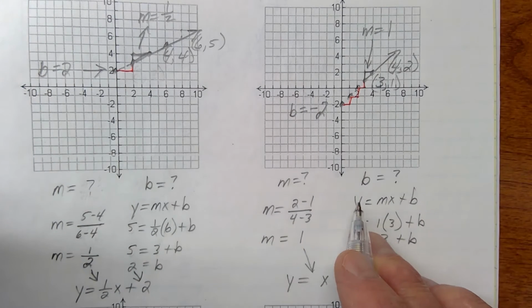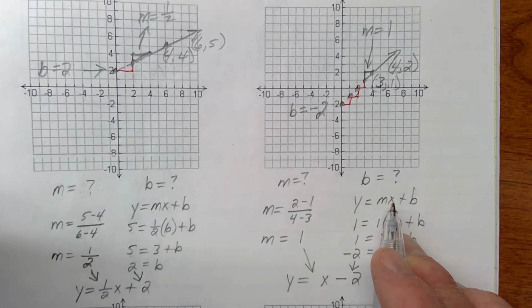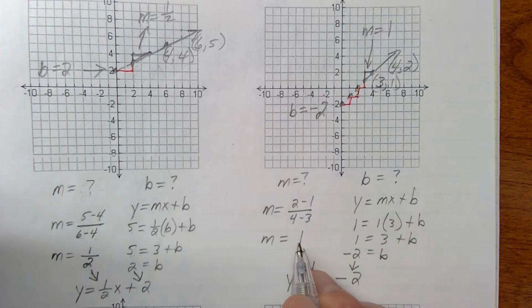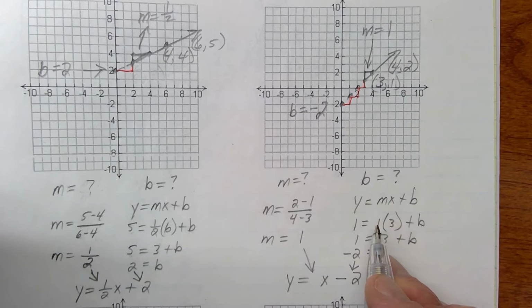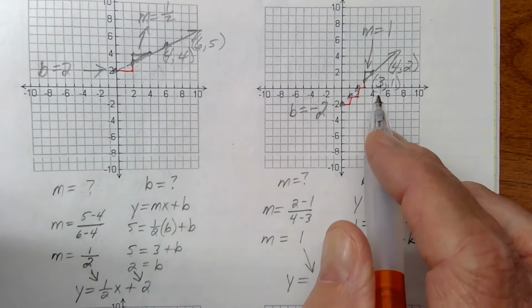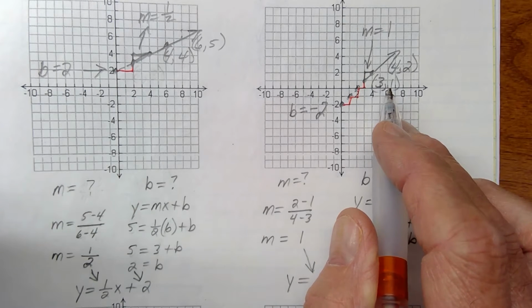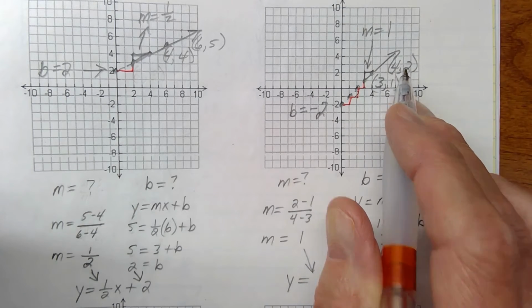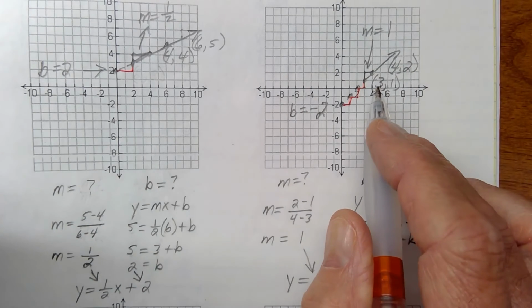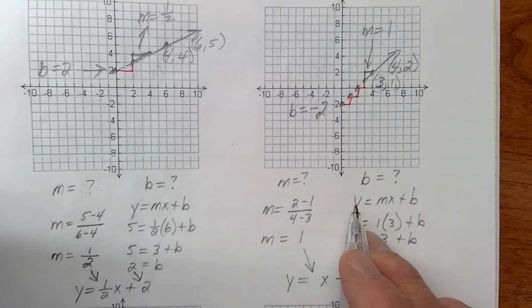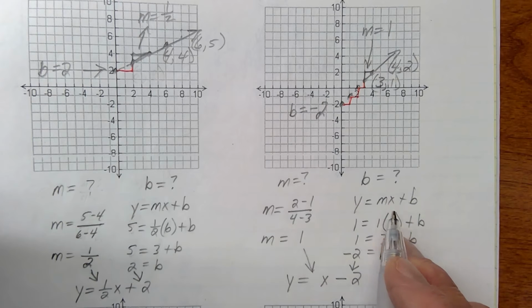How do I find b? I just plug in numbers for y and m and x. M, we just figured out that's 1. So change the m to 1. X and y, I can use 3 for x and 1 for y, or 4 for x and 2 for y. I chose to use 3 for x and 1 for y. So replace the y with 1, replace the x with 3, multiply to get 3. Minus 3 gives me -2 equals b.